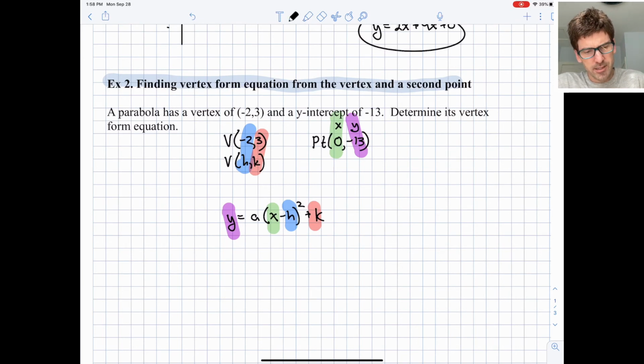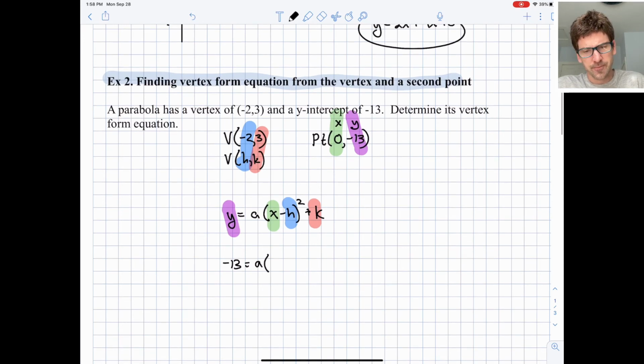So -13 equals a. And so the whole point of this is to solve for a. We know what h and k are, but we don't know what a is. h, k, and a are the 3 coefficients in our parabola equation here. 0 minus h squared plus k of 3. Let's go ahead and simplify and see what we can do to solve for a. -13 equals a times (0 minus -2), which is a +2, squared is 4, and then plus 3.